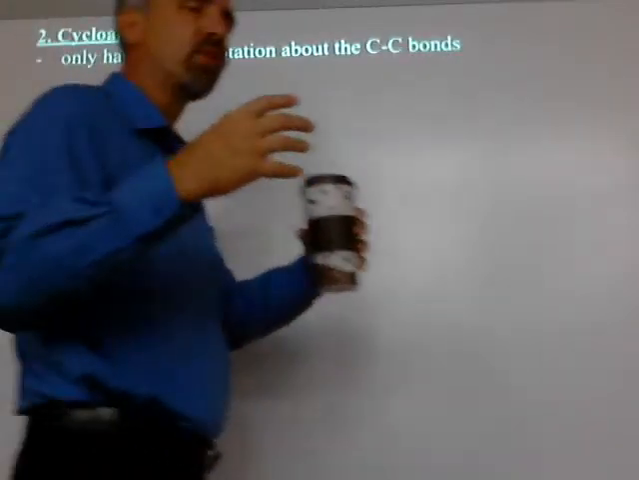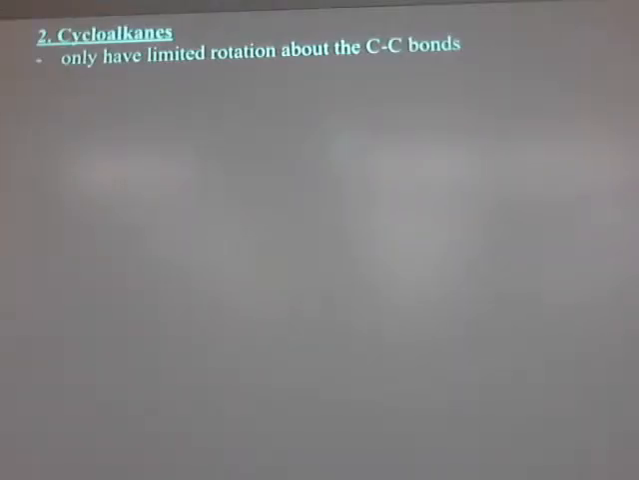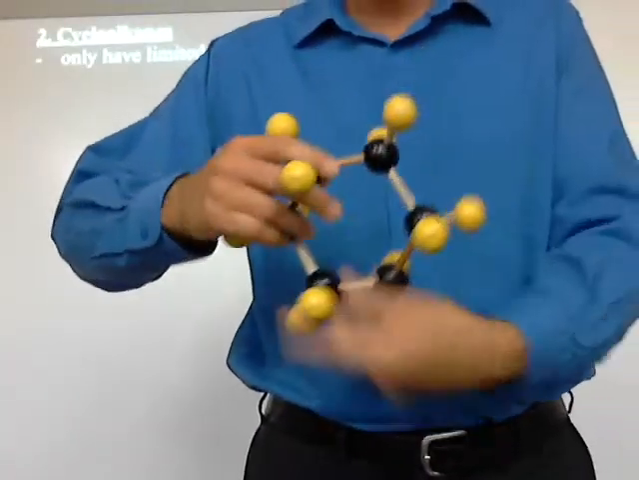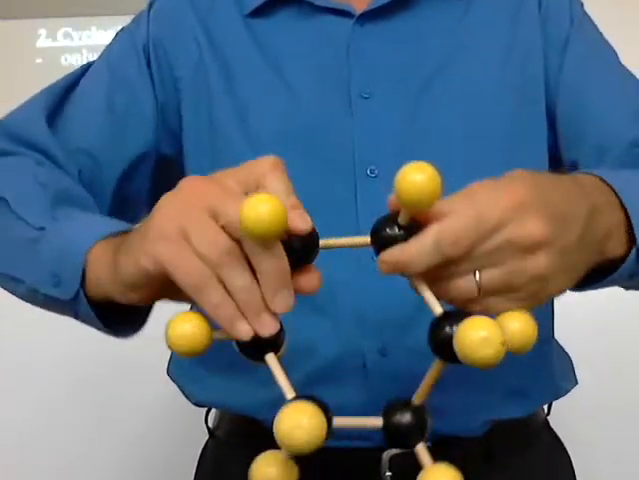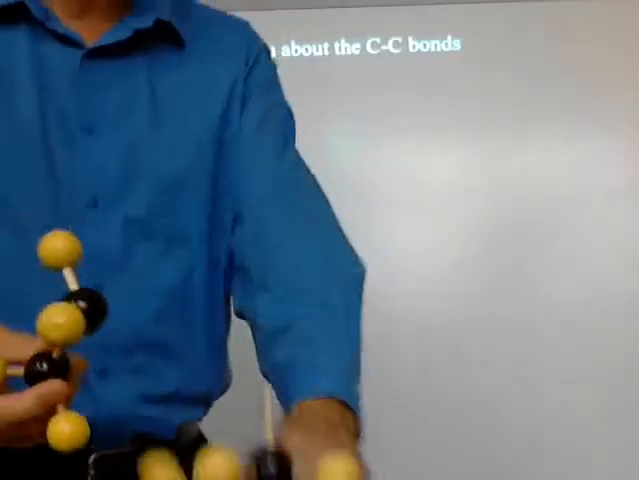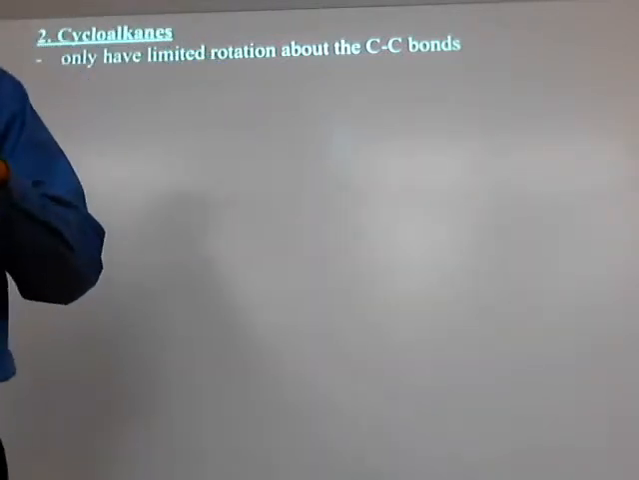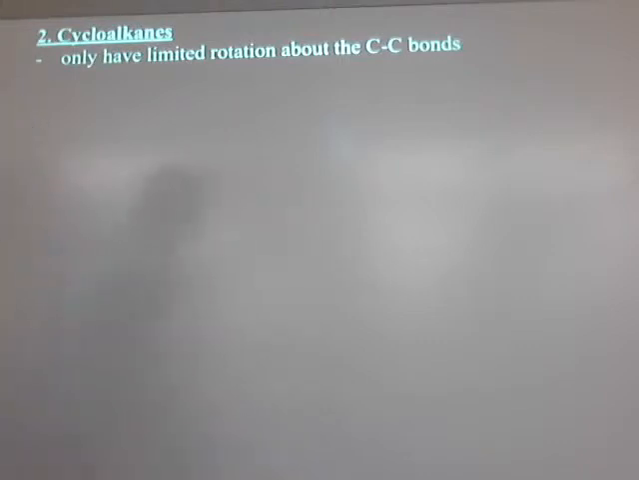Bottom of that page, we're going to talk about cycloalkanes. As you already know, these guys are ring structures, and therefore they only have a limited rotation about the carbon-carbon single bonds. They can't rotate all the way. I can't take this guy and twist that bond all the way around. It's going to break the ring. See? Told you. Nobody listens to me.